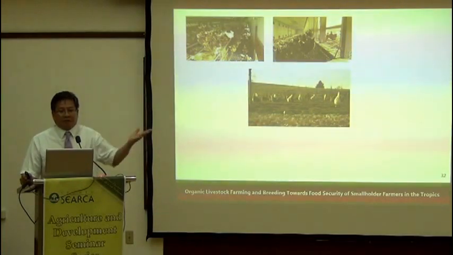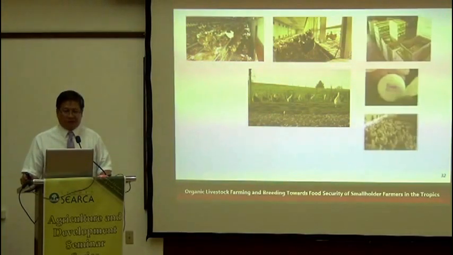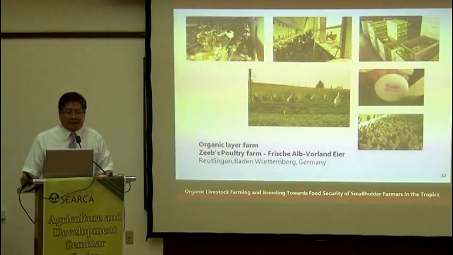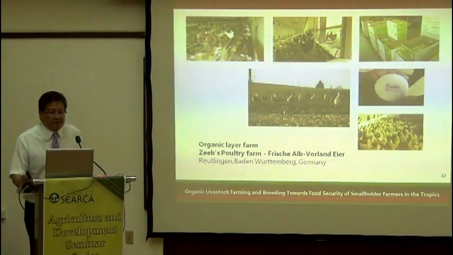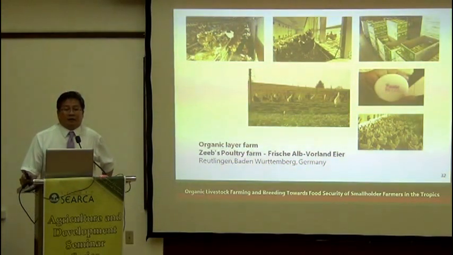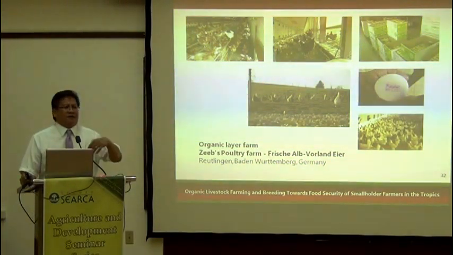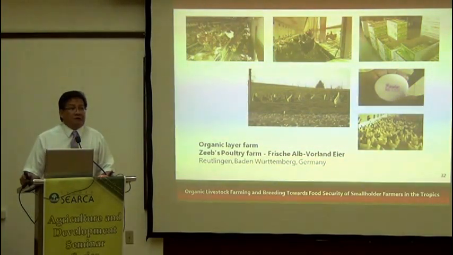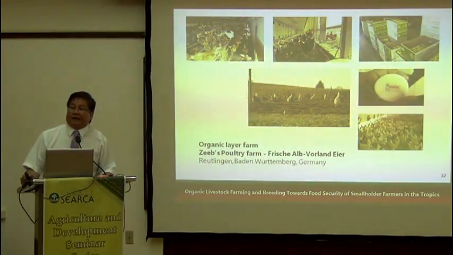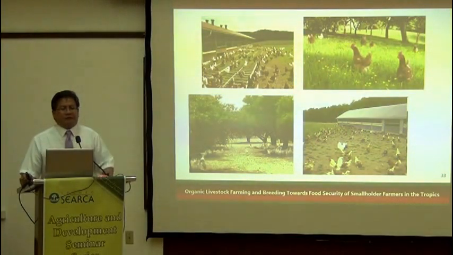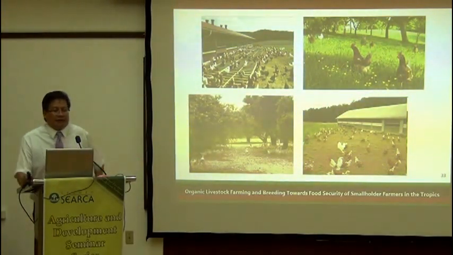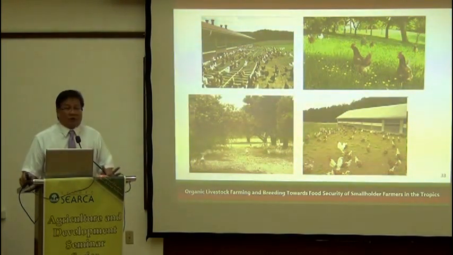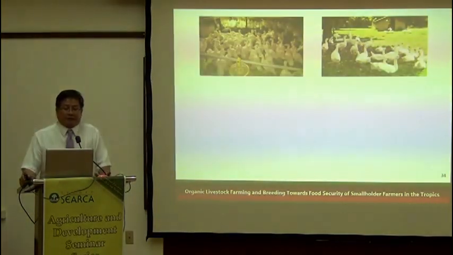And then again, this is from Germany. This is actually an example of an organic layer farm, in Ruttingen in Baden-Württemberg in Germany. And you could not see the difference whether it's organic or not by just looking at the pictures. You'll think that it's intensive, but it's not. It's organic. And then there are many more pictures, but the commonality is that they would involve large tracts of land, either for meat production, broilers, or even for layers, for eggs.